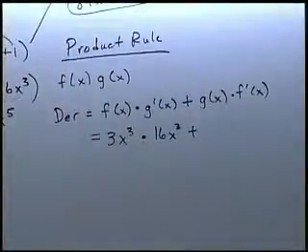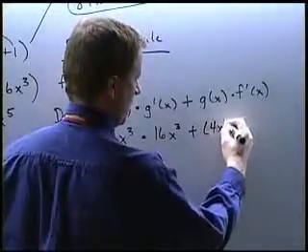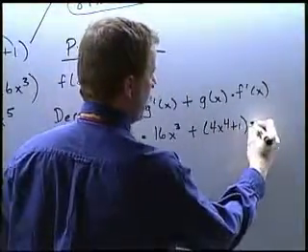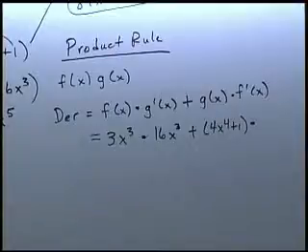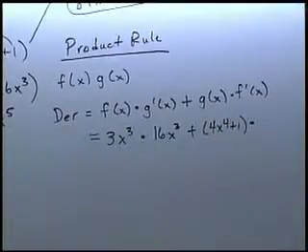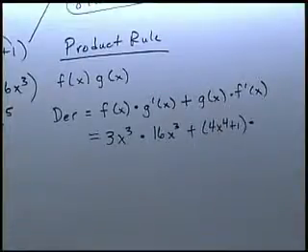All right, plus. Okay, what is g of x? That's our 4x to the fourth plus 1. And then we need to multiply that by the f prime of x piece. And what's f prime of x? What's the derivative of f? 9x squared.